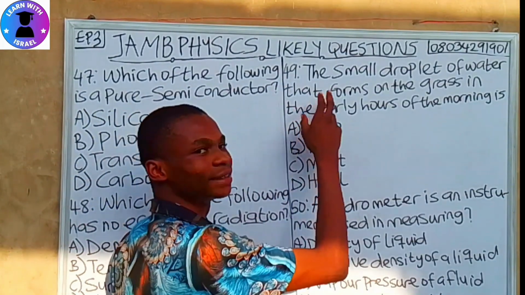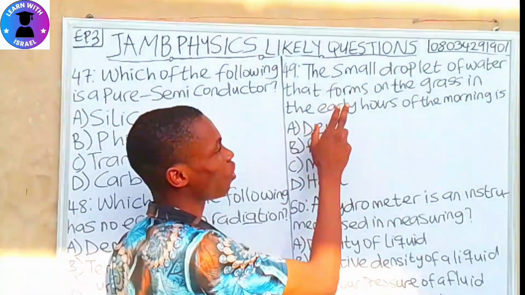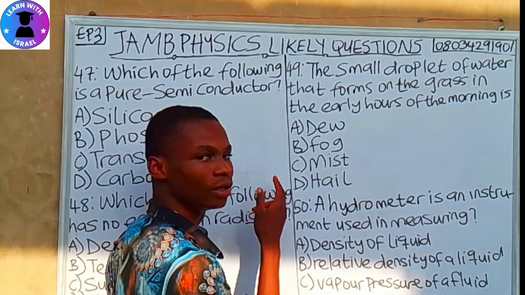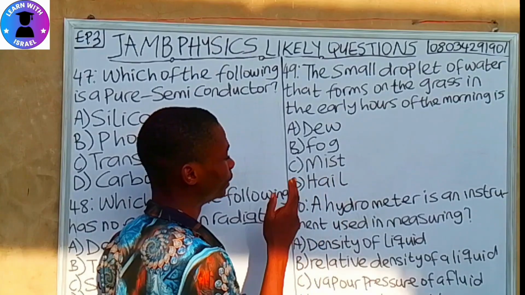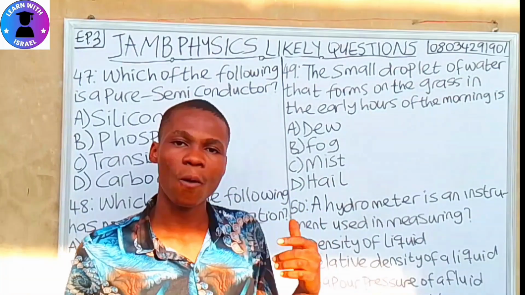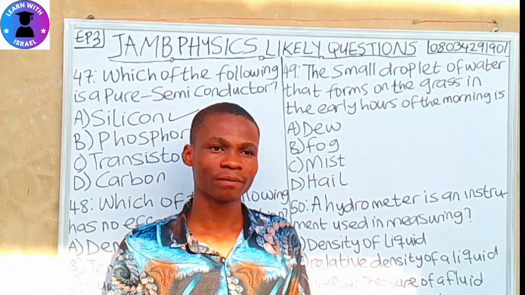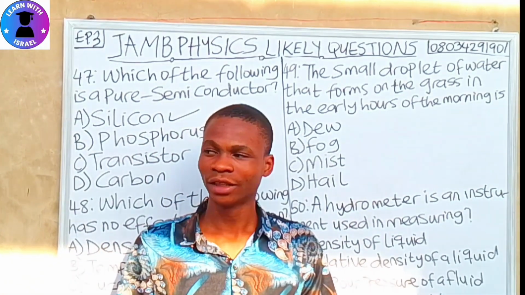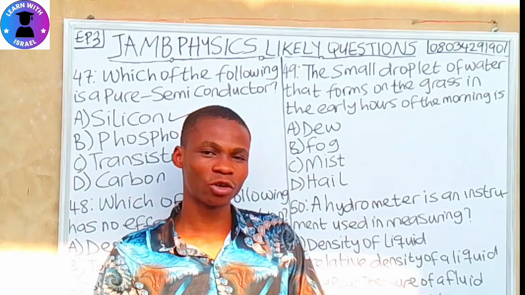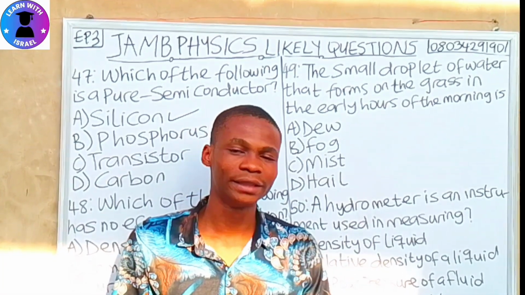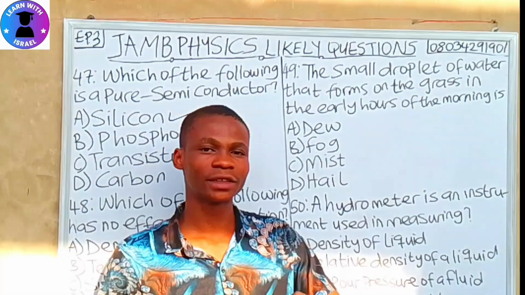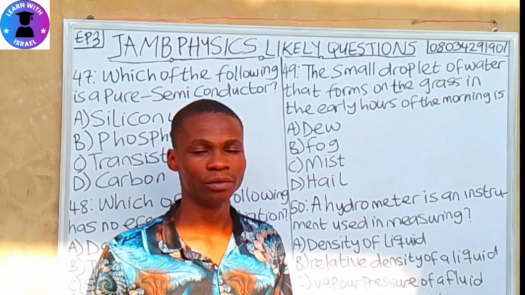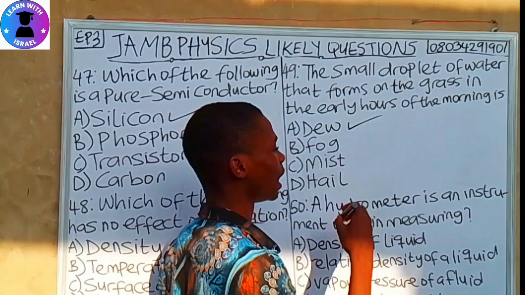Question 49. The small droplet of water that forms on the grass in the early hours of the morning is A. Dew, B. Fog, C. Mist, D. Hail. So once you get out of your house in the morning, just try to check any grass in your area. Just try to touch the surface. Small droplets of water will be dropping on the ground from the surface of the grass. That thing is called dew. Note that.